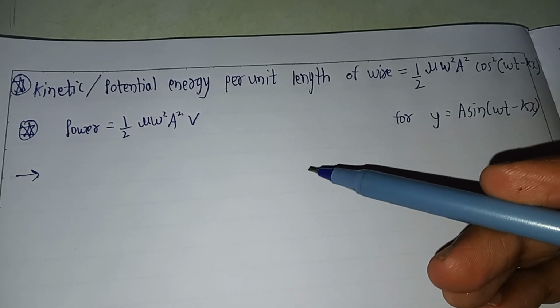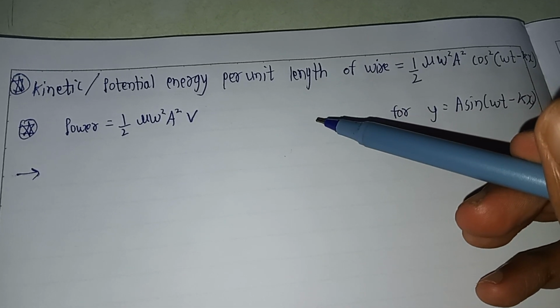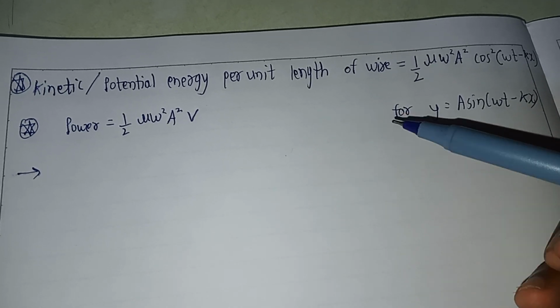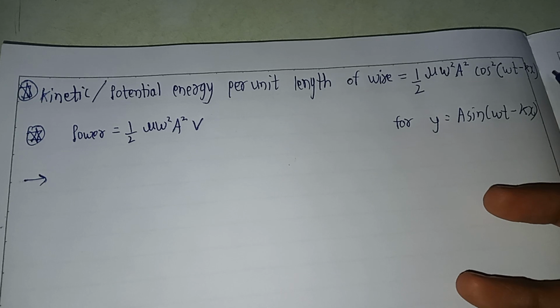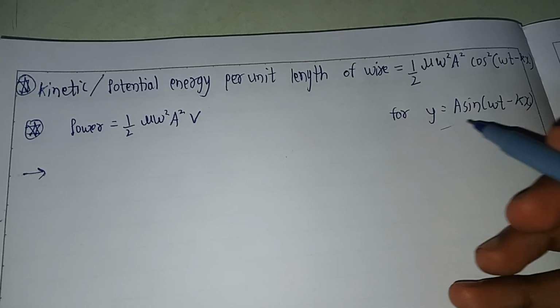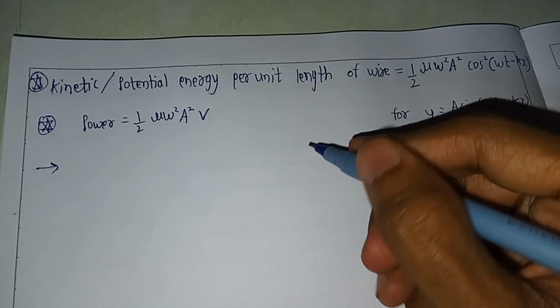We are about to prove that power is half mu omega square a square into velocity, and also that kinetic energy per unit length or potential energy per unit length is given by half mu omega square a square cos square (omega t minus kx), for y equal to a sine (omega t minus kx). So let us go for the proof.